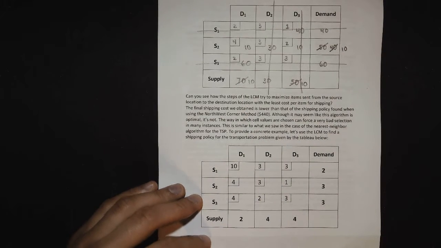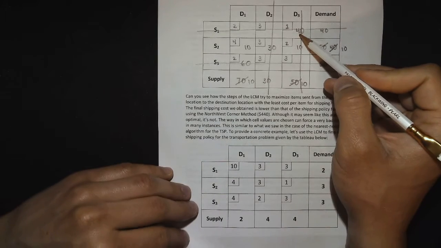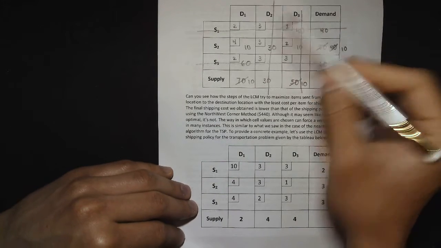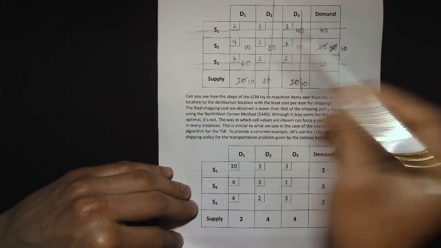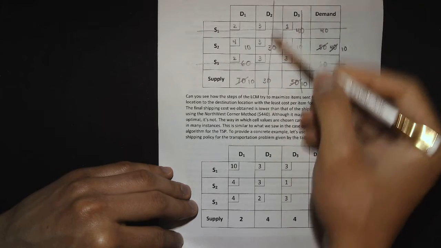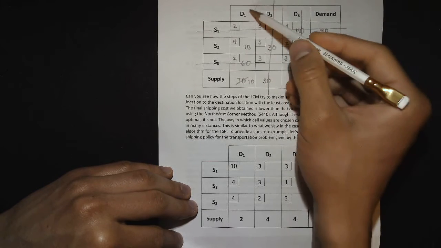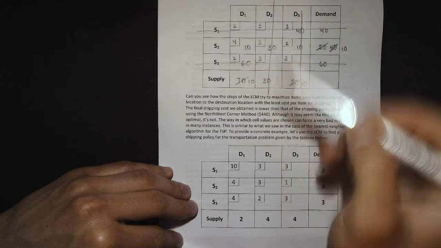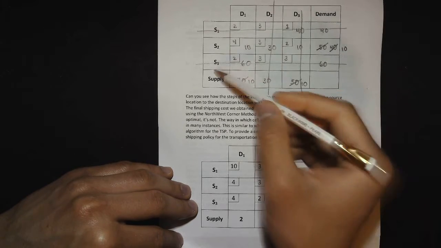Okay, so here we have the final shipping policy. We send 40 MacBook Airs from distribution center 3 to store 1. We send 10 from distribution center 3 to store 2. 30 MacBook Airs from distribution center 2 to store 2. And 10 MacBook Airs from distribution center 1 to store 2. And lastly, 60 MacBook Airs from distribution center 1 to store 3.